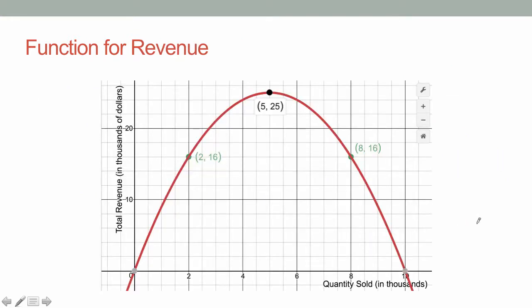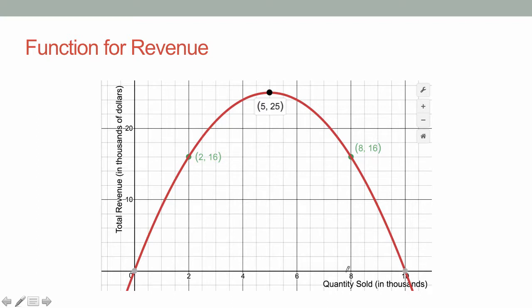There we are. There's a parabola, right? A quadratic equation always gives me a parabola. And what do we have going on? Well, again, my quantity sold, how many items I sell, is along the bottom in thousands. So there's selling 2,000, 4,000, 6,000, 8,000 items. And my total revenue now is, remember that price changes. So as the price changes, I make more money.